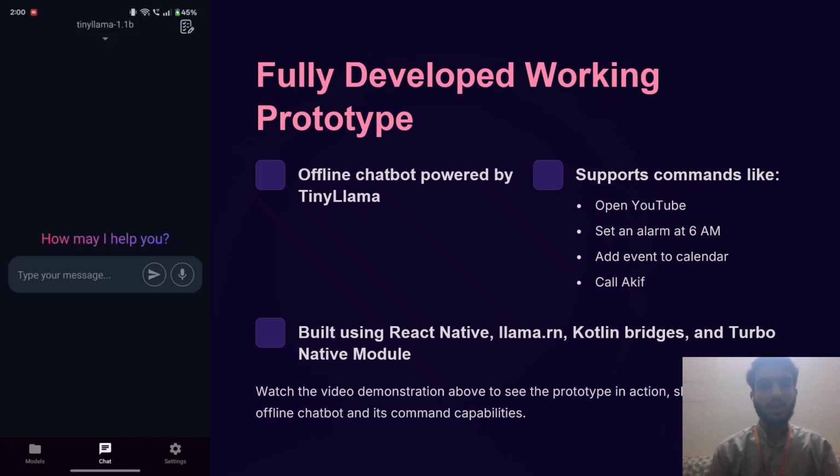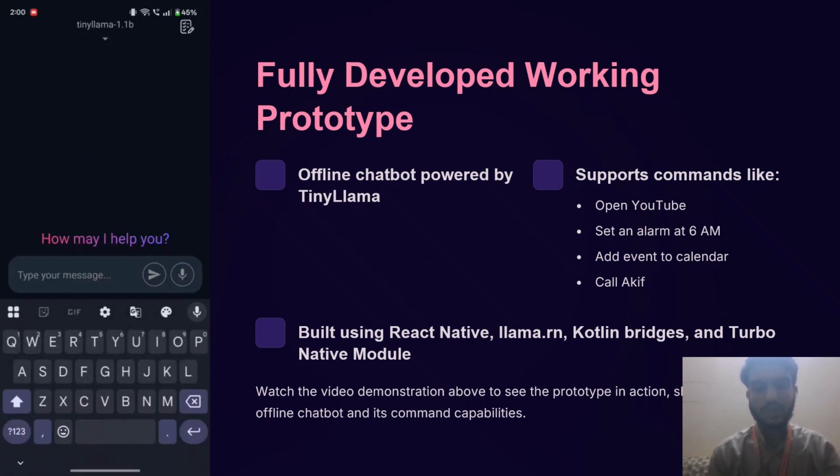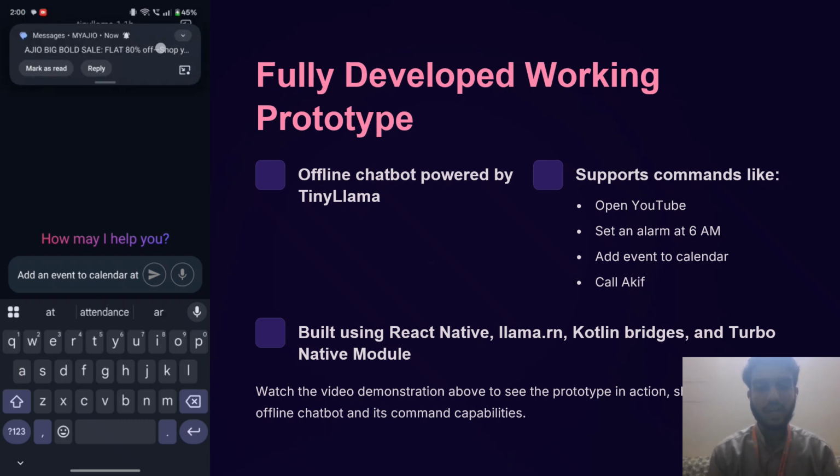Now, let us see the working prototype. We have successfully built a working prototype of our chatbot app. The app runs completely offline and uses a 4-bit quantized version of the Tiny Llama model, and it is integrated with React Native on the front end. And we used llama.rn, a framework which we have used to connect to our model for on-device inference. The chatbot responds very efficiently.